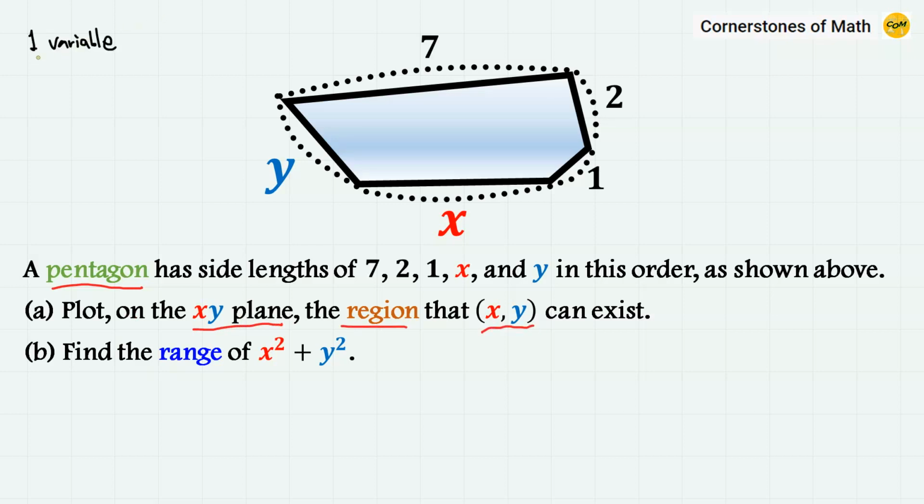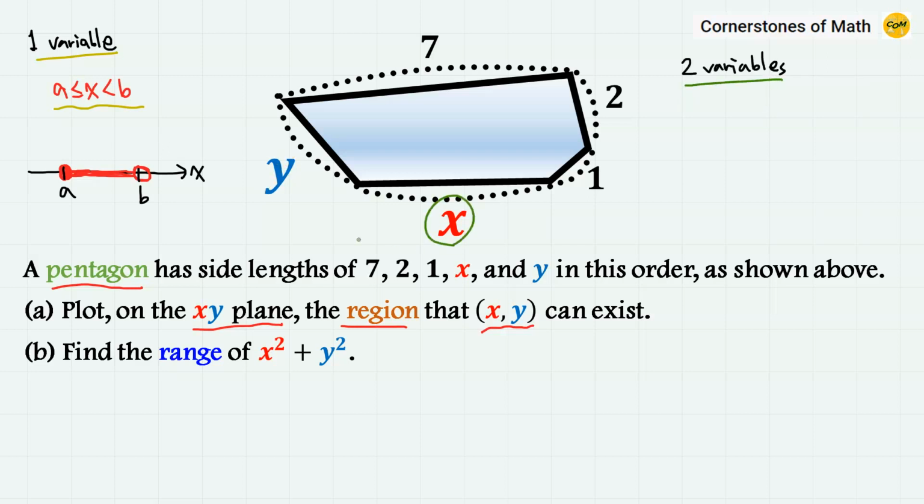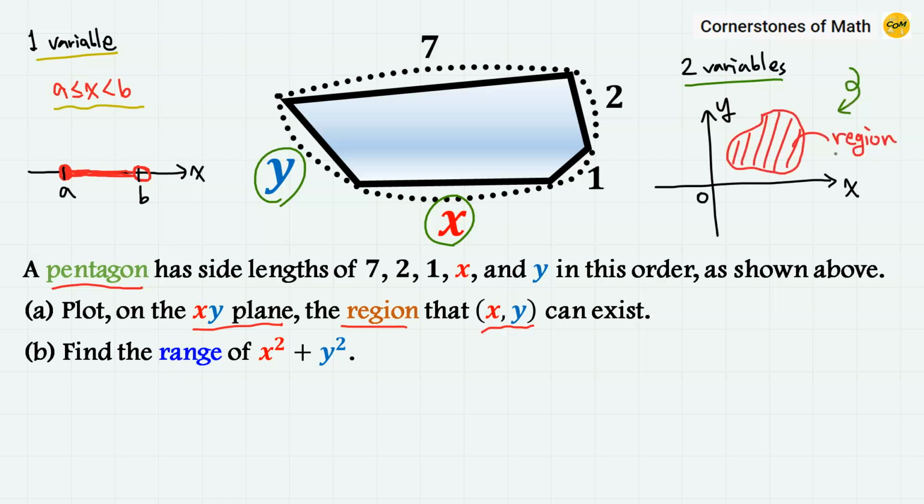If we have only one unknown variable, say x only and not y, then the possible range of x, like this inequality, can be expressed as a one-dimensional line like this. But in this problem, we have two variables, x and y. Therefore, whatever values x and y can have must be represented on a two-dimensional plane, like this xy plane, and those values are represented as a region on a two-dimensional plane, a region where point (x, y) can exist.